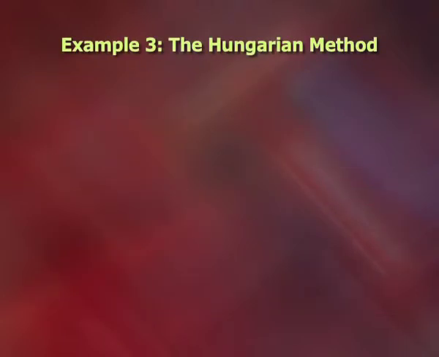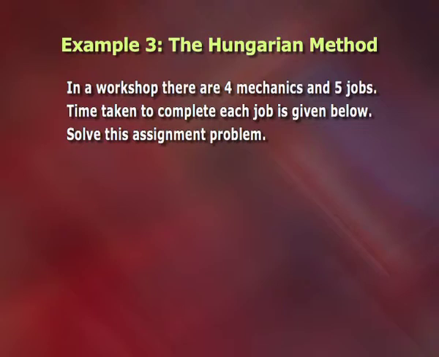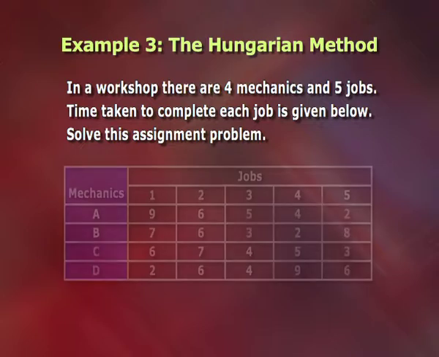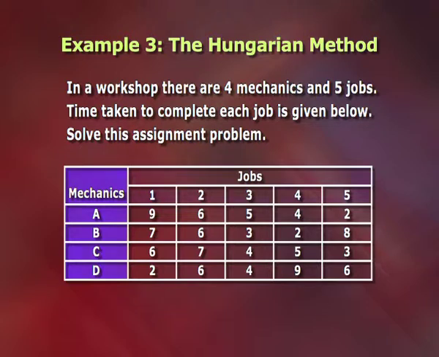One more example. In a workshop, there are 4 mechanics and 5 jobs. The time taken to complete each job is given below. Solve this assignment problem. So, you can see the 4 mechanics are given and there are 5 jobs, 1, 2, 3, 4 and 5. 9 represents that if job 1 is allocated to mechanic A, the time taken, that is 9 hours, is given to you, and so on. The whole matrix is given.